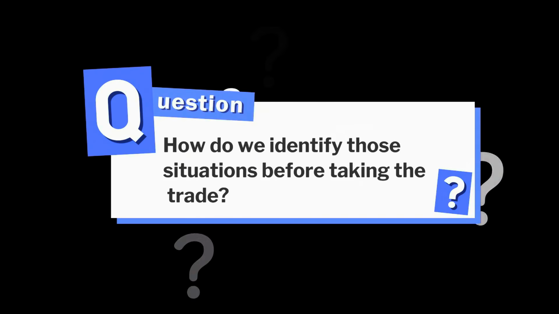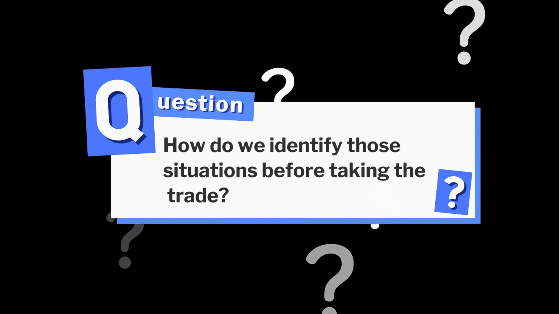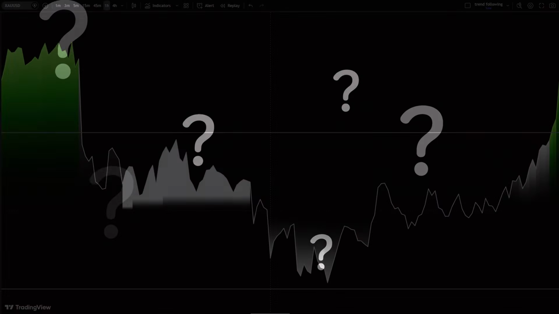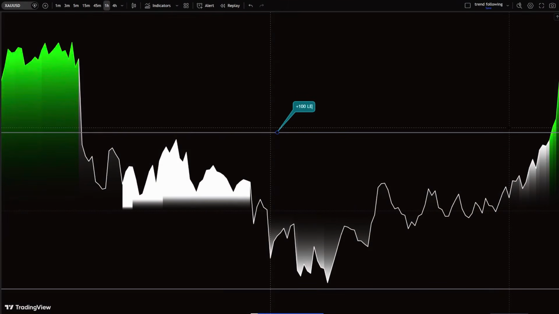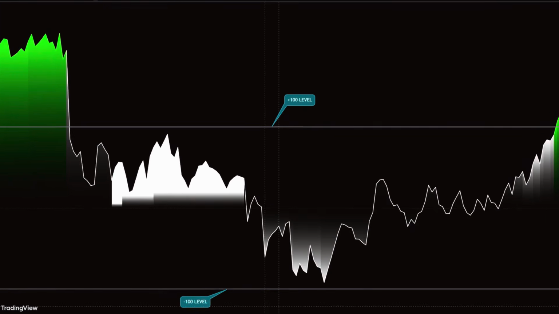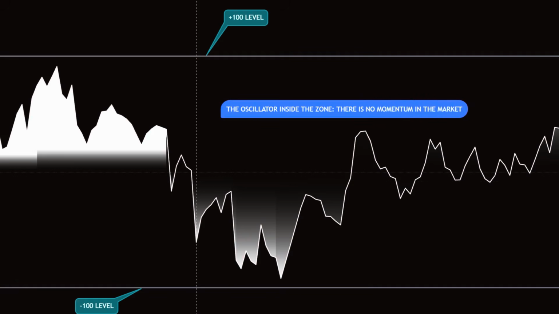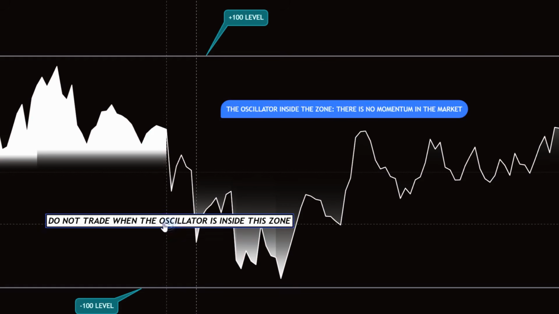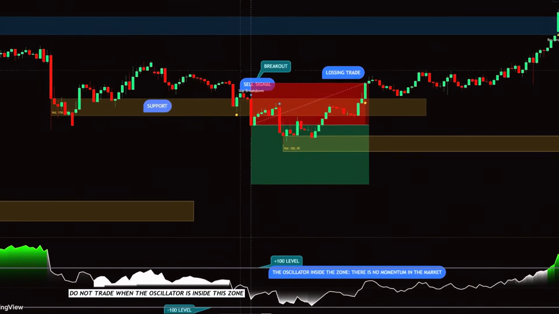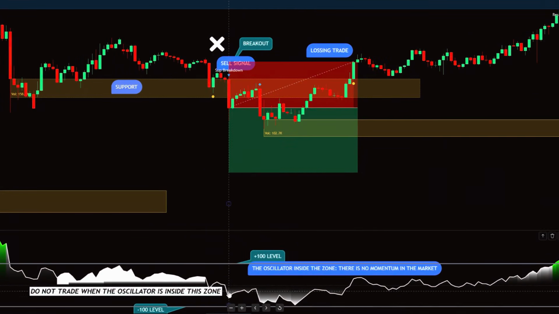So how do we identify those situations before taking the trade? Take a look at this oscillator below the chart. Notice it has an upper level and a lower level. Right now, the oscillator is stuck between those two levels. That tells us the market has very little momentum, with buyers and sellers pushing against each other without either side taking control. In conditions like this, breakout trades are much more likely to fail. So, this losing trade could simply be avoided.